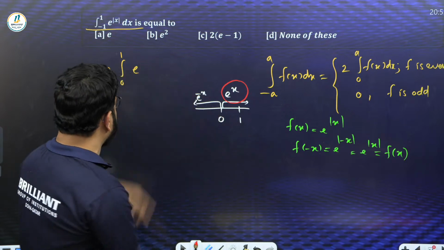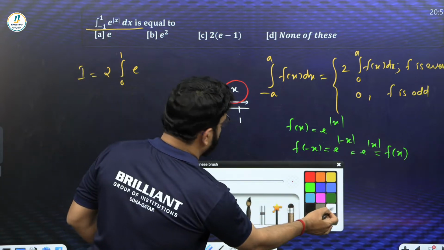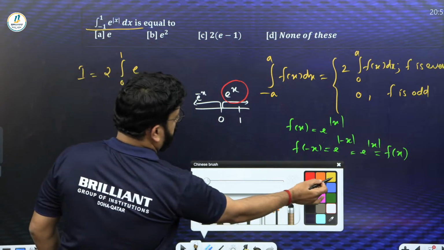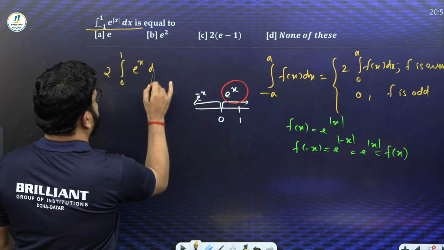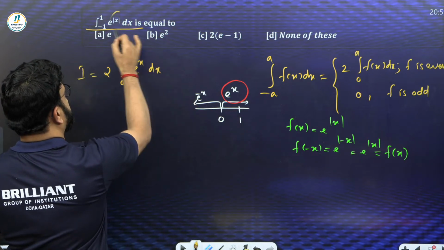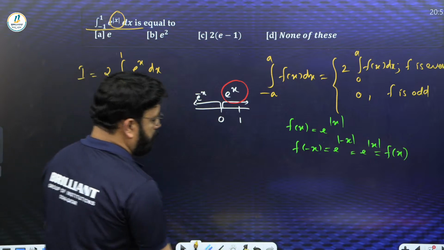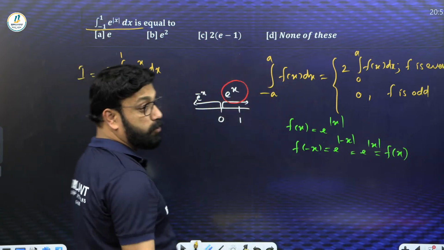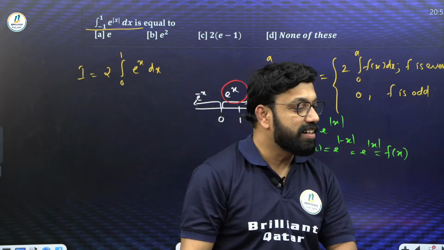From 0 to 1, e raised to what? We can write e raised to plus x, because it is coming after 0, and 0 is the critical point of mod x. The right side of that goes to positive values. Clear? Yes, Hannah.